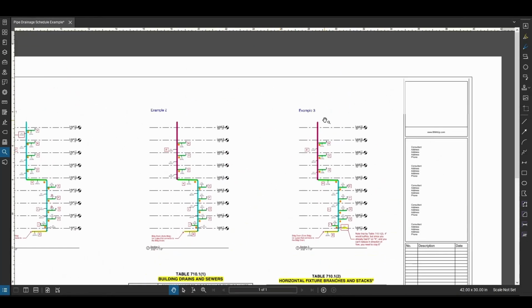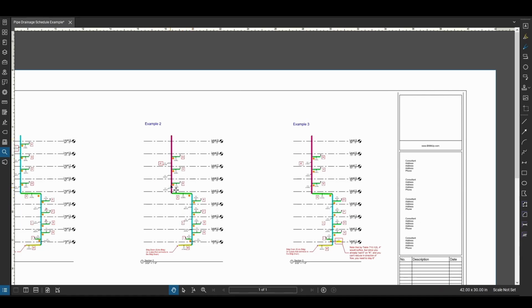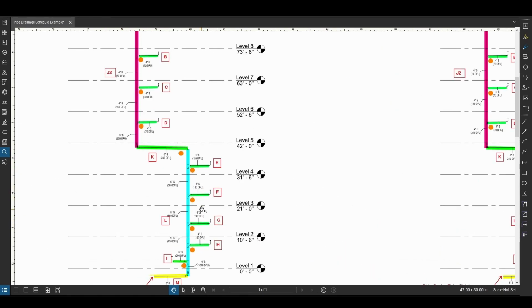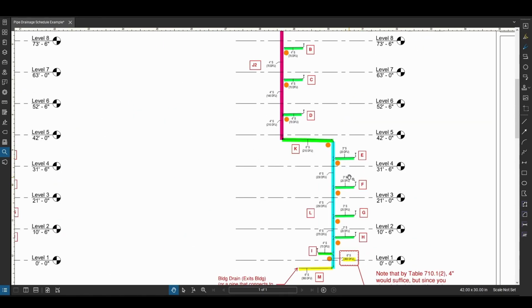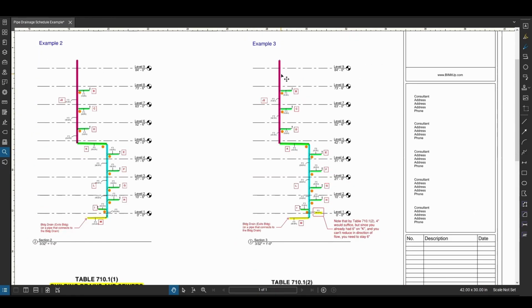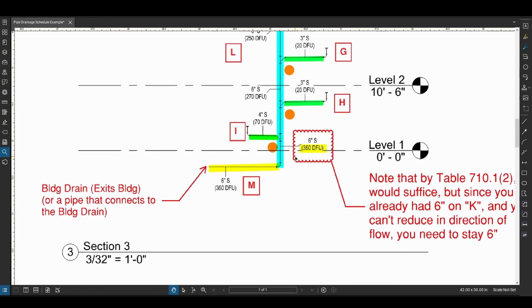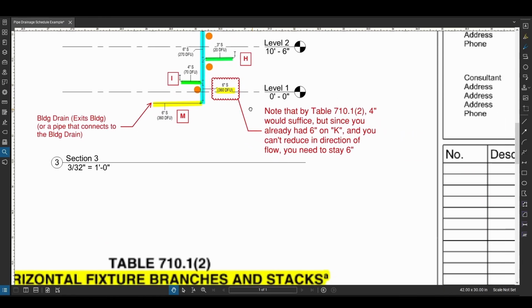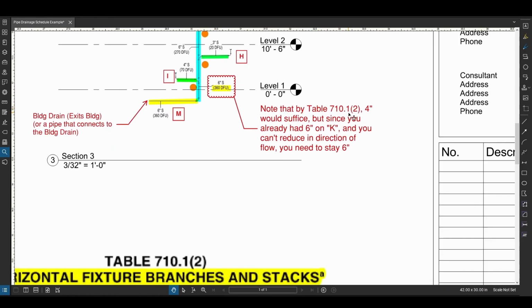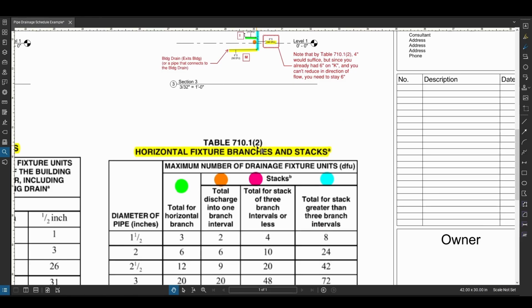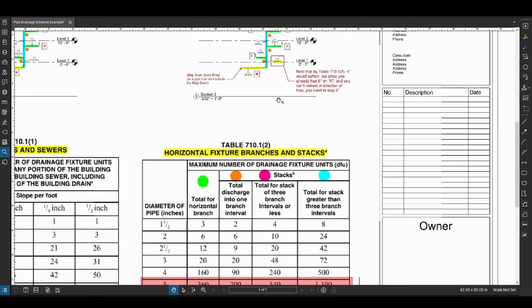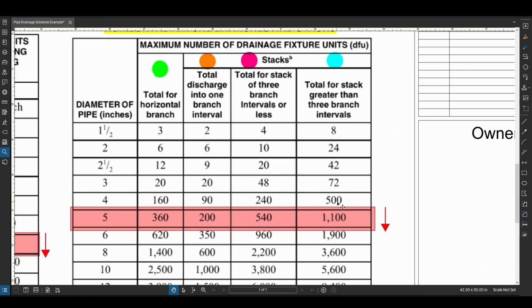And then this example is essentially the same as this one, but the drain fixture units are a lot less, right? You have fewer drain fixture units. And what I'm trying to emphasize here is that even though this pipe here that is carrying 360 drain fixture units, by the table 710.12, which is this one, if I come with 360, should be able to be handled with a 4-inch, right? So why not use a 4-inch?